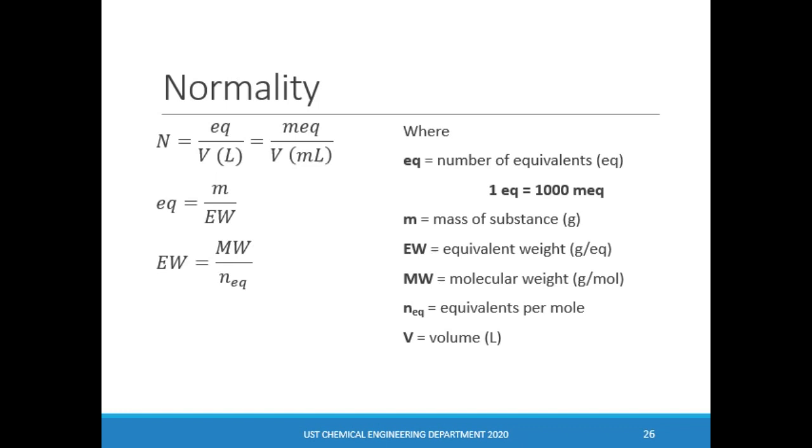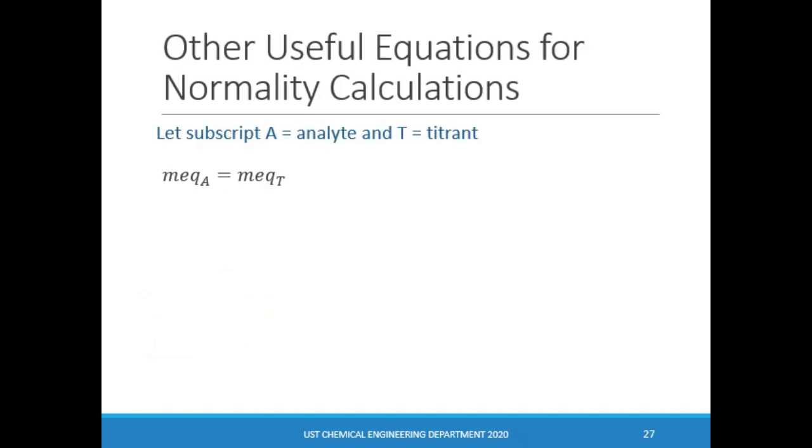Now, if we substitute the equations for the number of equivalents and equivalent weight in the equation for normality, we can get an equation that can be solved from known parameters of the reaction. If we want to get an equation in terms of volume instead of mass, we first recall that for calculations based on normality, the number of equivalents of the analyte is always equal to the reacting equivalents of the titrant at equivalence point.